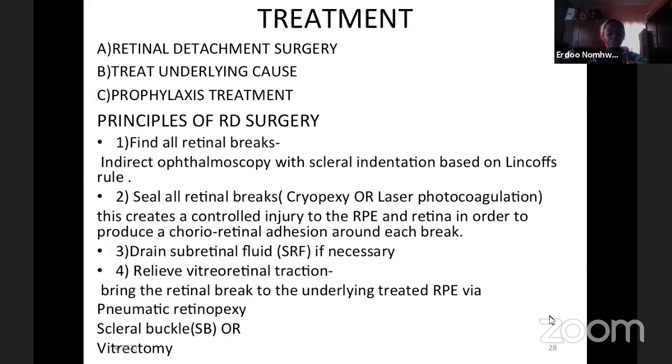Then secondly, I would seal all the retinal breaks, either using cryo, or laser photocoagulation. And the aim is just to create a controlled injury to the RPE and retina, to produce a chorioretinal adhesion around each break, to prevent further seepage of fluid into the subretinal space. Then I'll drain the subretinal fluid if necessary, because it's not in all cases I have to drain. And I'll now relieve vitreoretinal traction by bringing the retinal break to the underlying treated RPE, either using a pneumatic retinopexy, scleral buckle, or a vitrectomy.